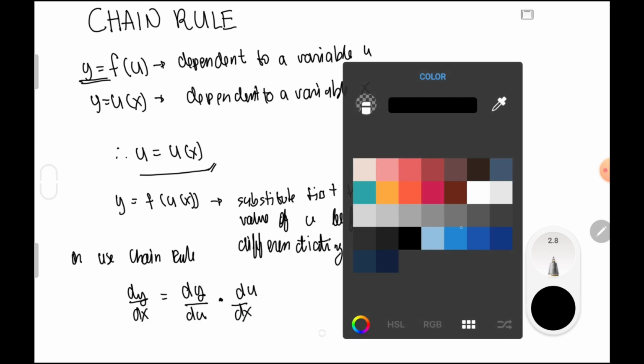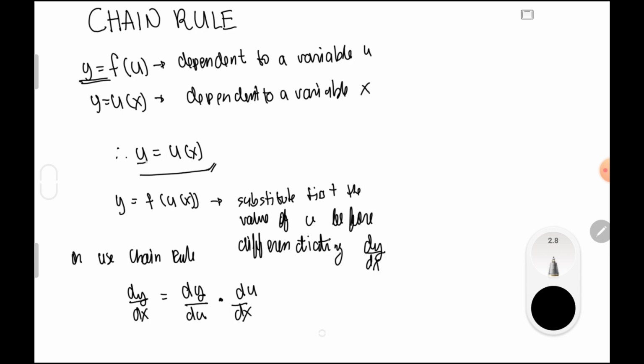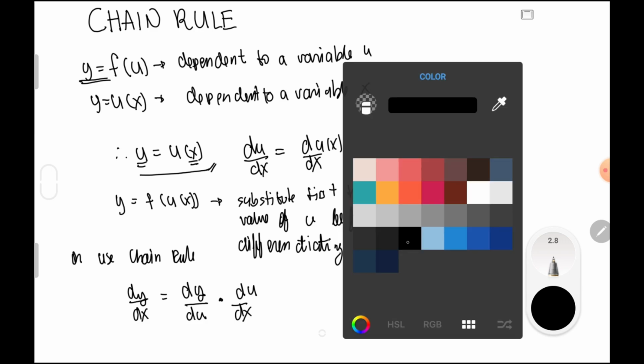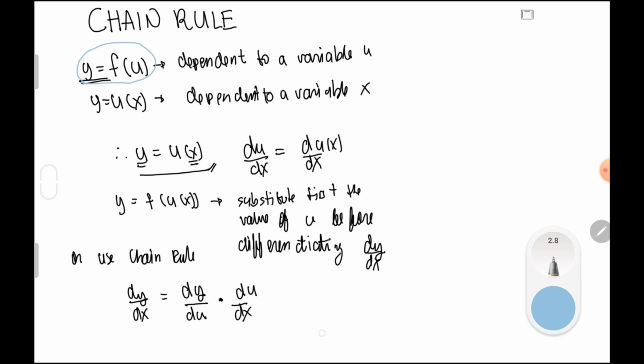So as you can see in our terms and equations, u is dependent on x. So getting the derivative of u with respect to x, we will have du over dx, which is equal to the derivative of u of x with respect to dx. And also notice that in this proposition, your y is dependent on your f of u. So if you would differentiate your y with respect to u, we will have a value of dy over du, which is equal to the derivative of f of u with respect to du.